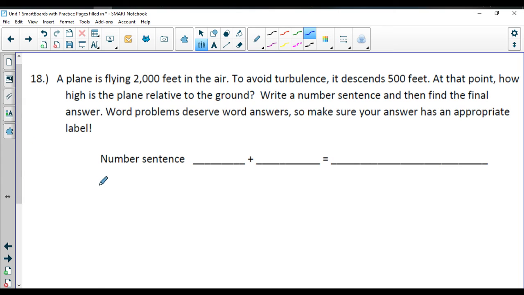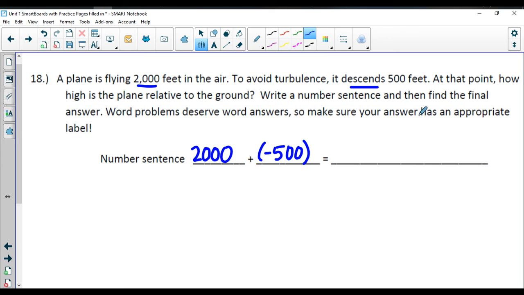Number 18, I'm going to actually go ahead and have you fill in your number sentence, and then you'll select which number sentence matches yours. So in number 18, a plane is flying 2,000 feet in the air. So this is a positive 2,000. To avoid turbulence, it descends 500 feet. Descend means go down, so that's going to be plus a negative 500. At that point, how high is the plane relative to the ground?